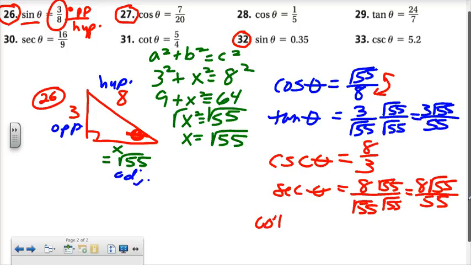And then cotangent of theta. We'll just go back to tangent and we'll flip it. So 3 over the square root of 55 becomes the square root of 55 over 3. So secondary trig functions are just reciprocals of the primary 3 trig functions.